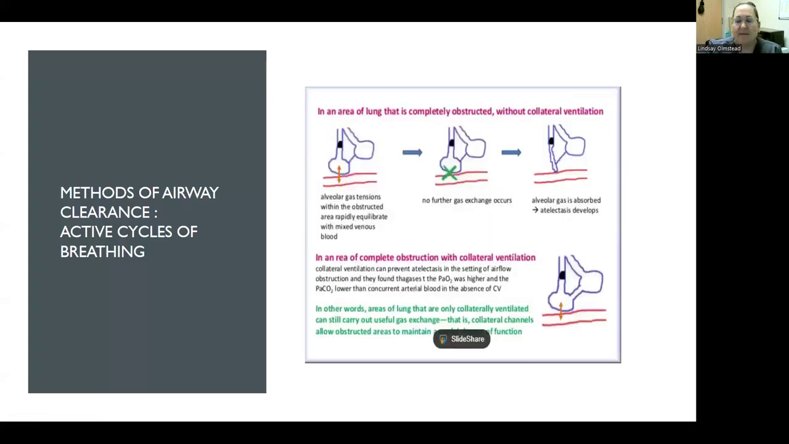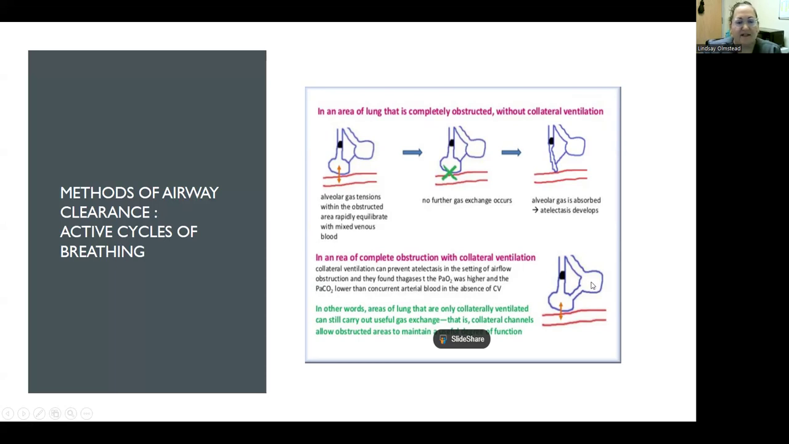This is just a little diagram of collateral ventilation. Collateral ventilation is super important when it comes to airway clearance. So just walk you through this. You have this obstruction here. This little black dot is this obstruction. You still have some gas exchange going on, but then once no gas exchange occurs, then you have that collapsed air sac there, atelectasis develops. You're not using any collateral ventilation, and that's what you have.